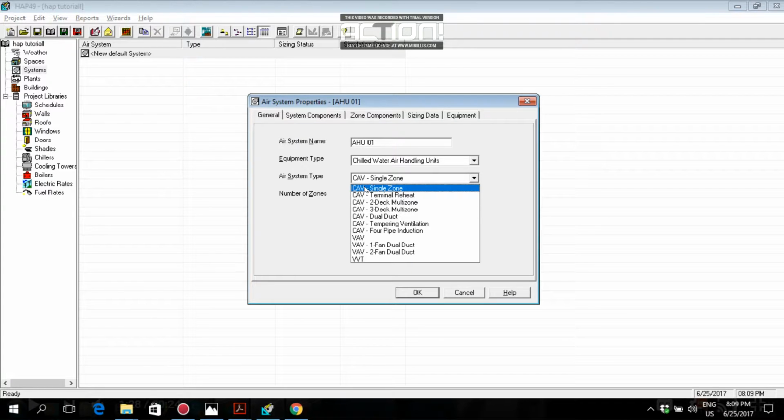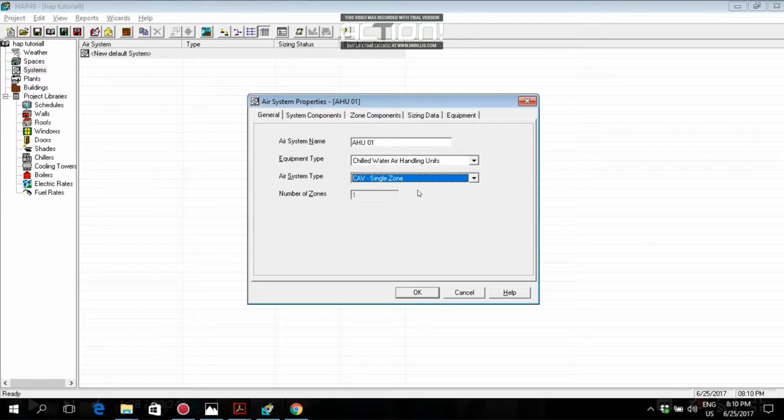You can see in the CAV also various types: CAV, terminal reheat, 2-deck, 3-deck, dual deck. It is all about the type of system you are going to select, which again depends on how much knowledge you have about the system or the units. But for the basic principle and basic example, I'm just considering CAV as a single zone.